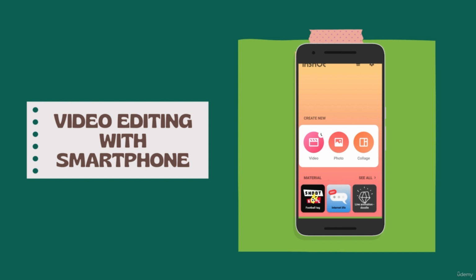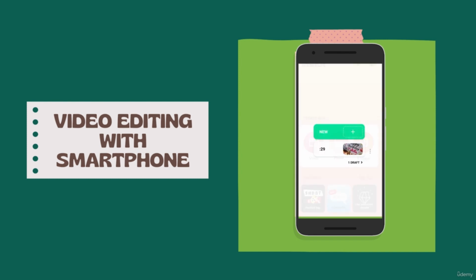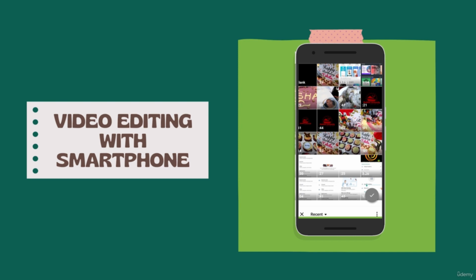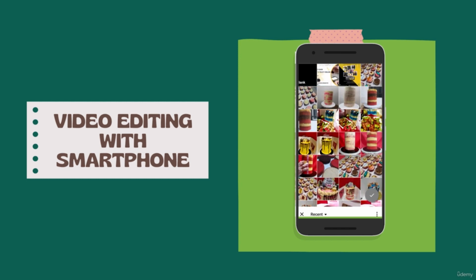So we are going to click on video, and you can see when you click on video, you have an option to select a new video, or you select from previous videos that you have edited using InShot. So I'm going to click on new video, and on clicking on new video, it's going to take me to my file manager, where I can select videos that are on my phone or images that are on my phone.